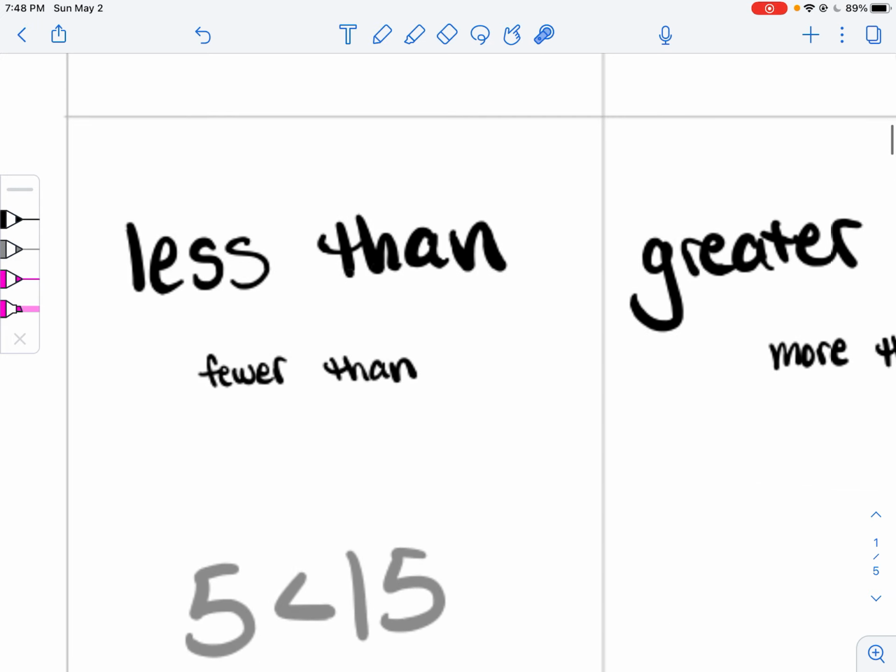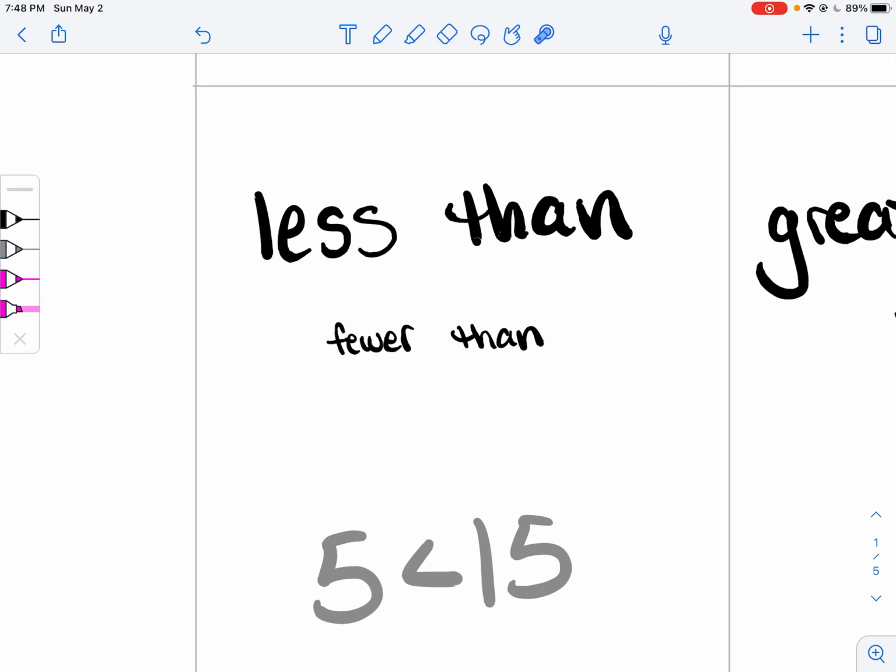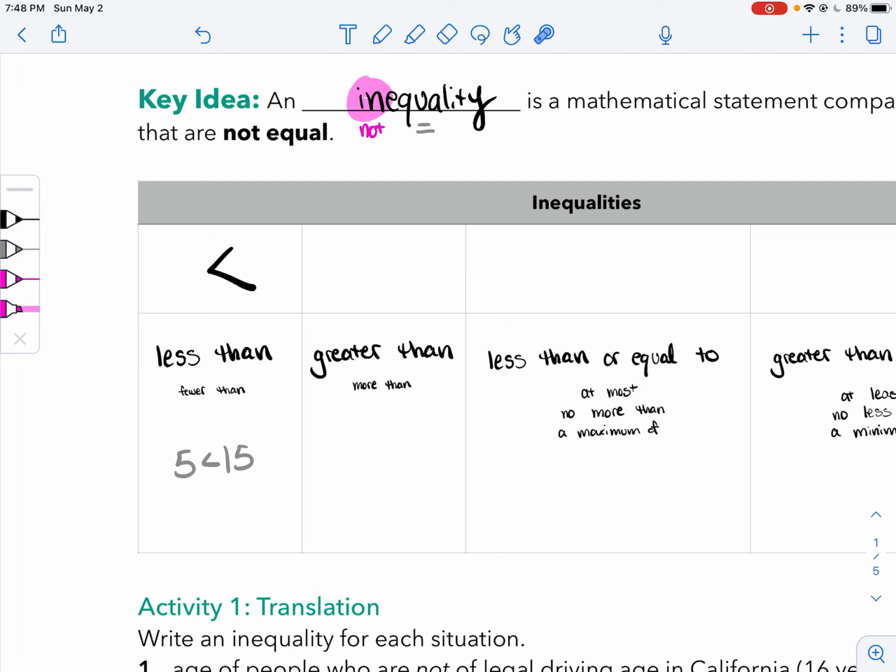Fun grammar fact, if you're counting how many things you have, like shoes, and I don't have as many shoes as someone else, I would say I have fewer shoes than him, or I have fewer than 10 shoes. You wouldn't say I have less than 10 shoes. That's grammatically incorrect, but there you go.